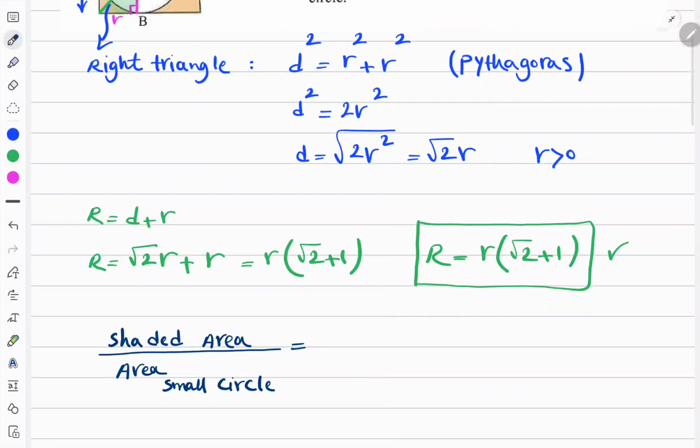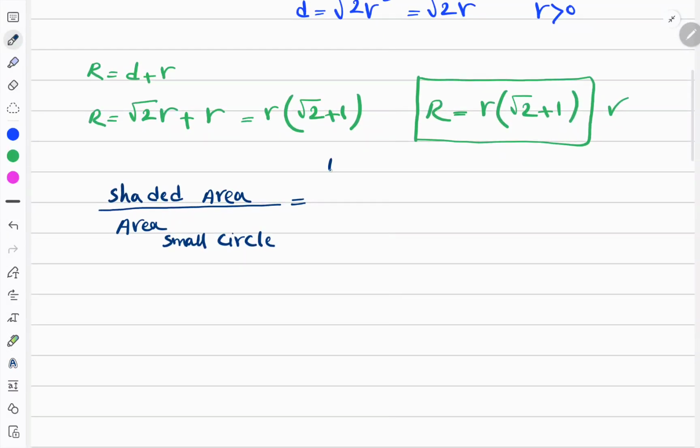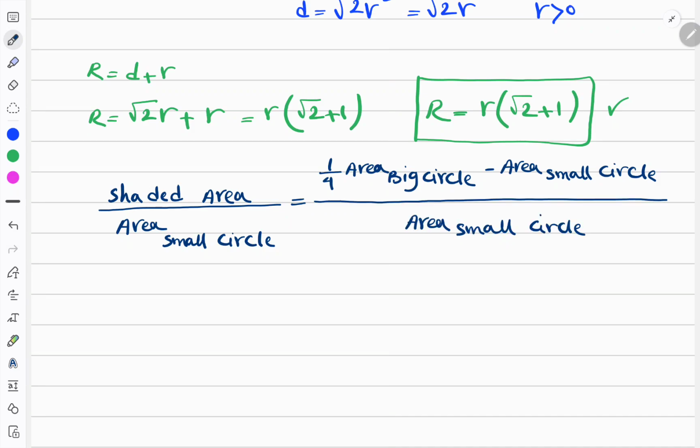Okay, for finding the shaded area, these three parts, we can subtract the area of the small circle from the area of the quarter circle. So a quarter of the area of the big circle minus the area of the small circle, over the area of the small circle in the denominator.